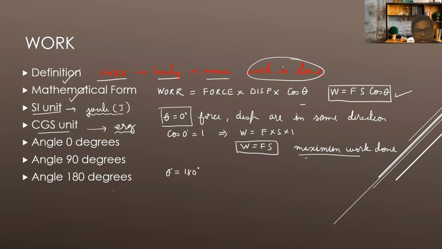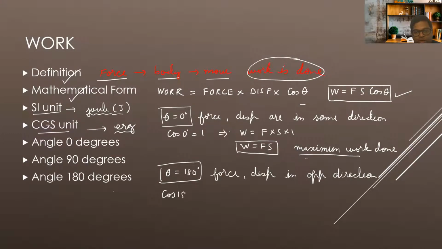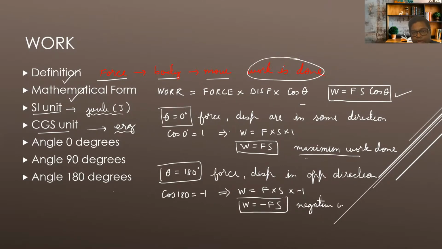Theta is 180 degree, and in 180 degree you have force and displacement in opposite direction. Cos of 180 is -1. So we get W is equal to F into S into -1. W is equal to minus Fs. So we say that it is negative work done.